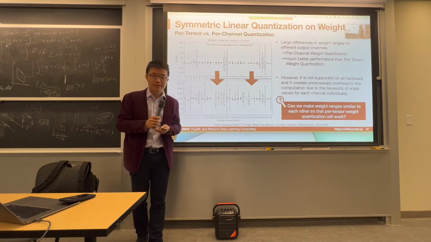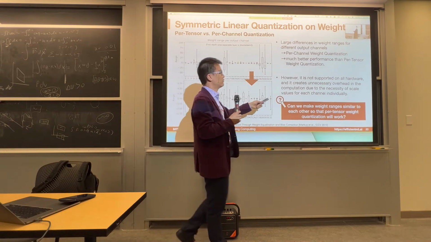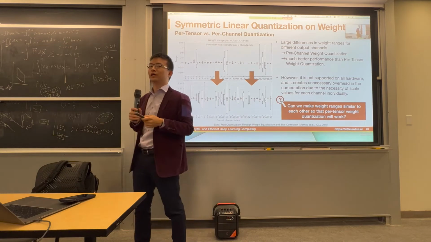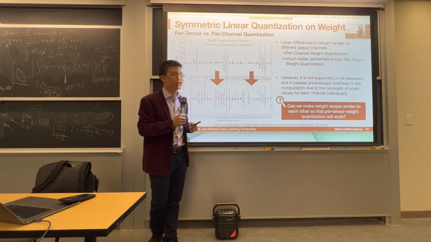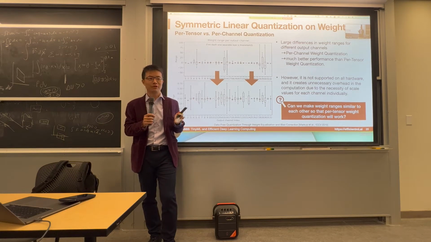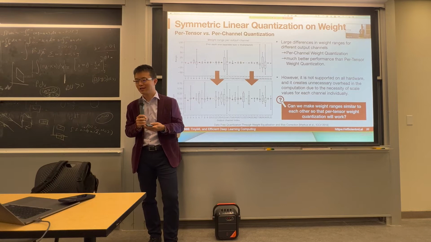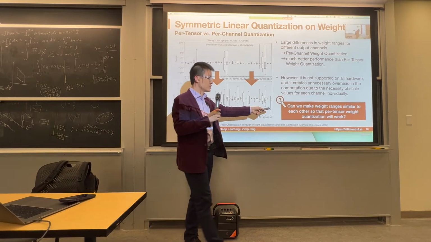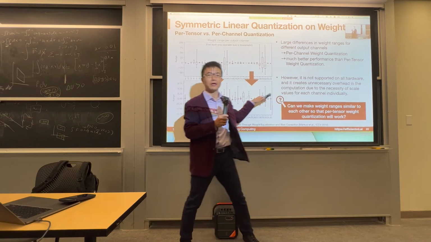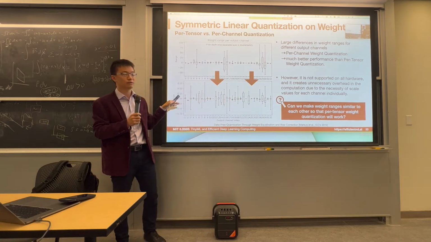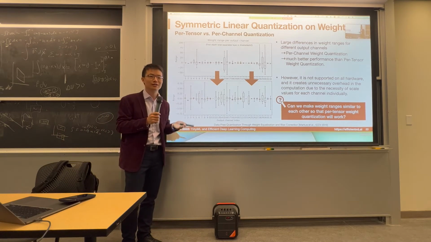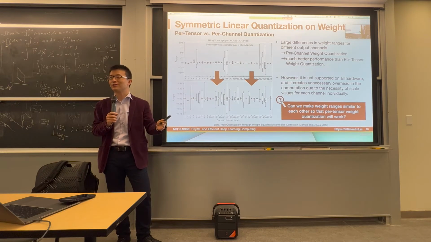So the next question is, since there is some overhead on the hardware, can we have the best of both worlds? Can we have per tensor quantization still have lower difference and a higher accuracy? So that's our next question. Can we make the weight ranges similar to each other for each channel, so that even with per tensor quantization, where you have just one scaling factor for the entire tensor, it still works well?